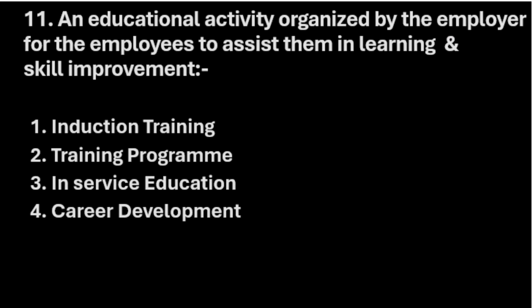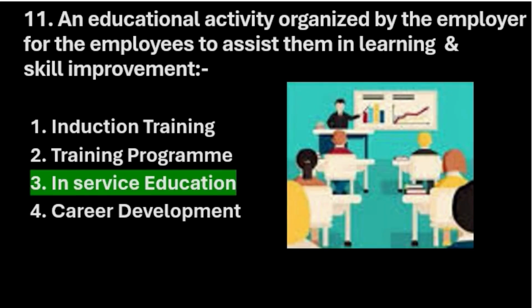Next question. An educational activity organized by the employer for the employees to assist them in learning and skill improvement. Option 1 induction training, option 2 training program, option 3 in-service education, and option 4 career development. The right answer is option 3 in-service education, the activity organized by the employer for the employee to assist in learning and skill improvement. Induction training is the orientation program.